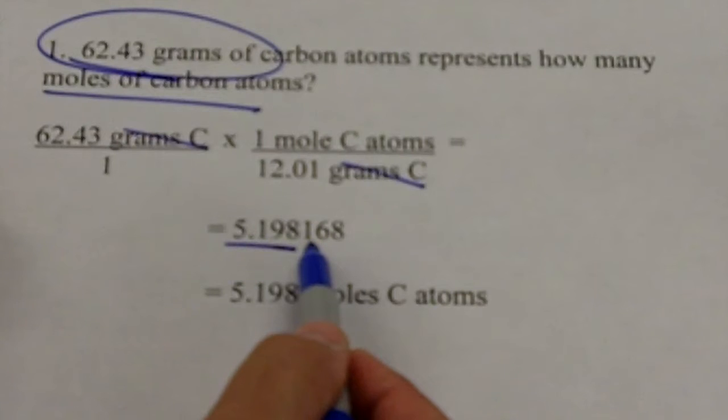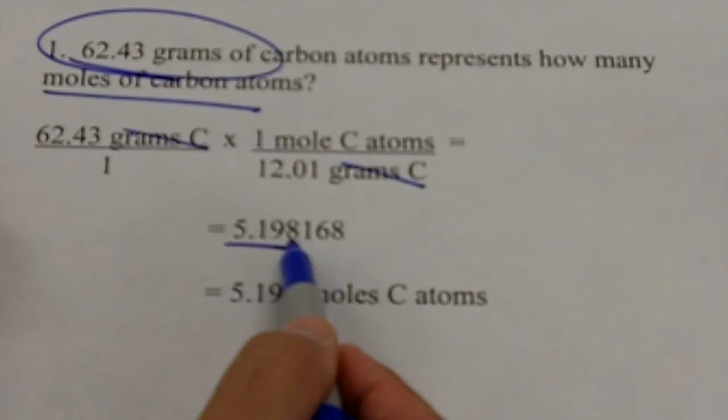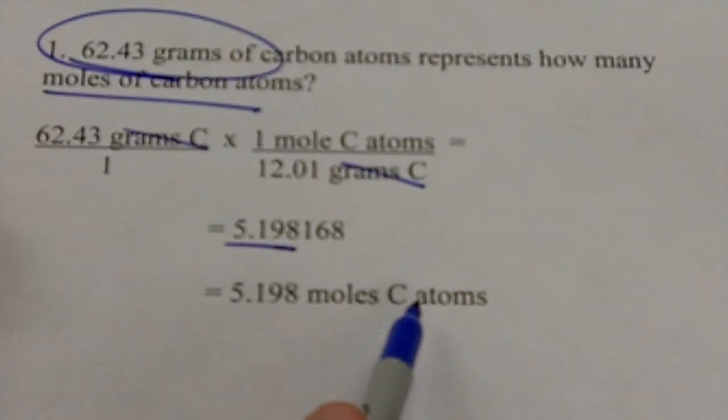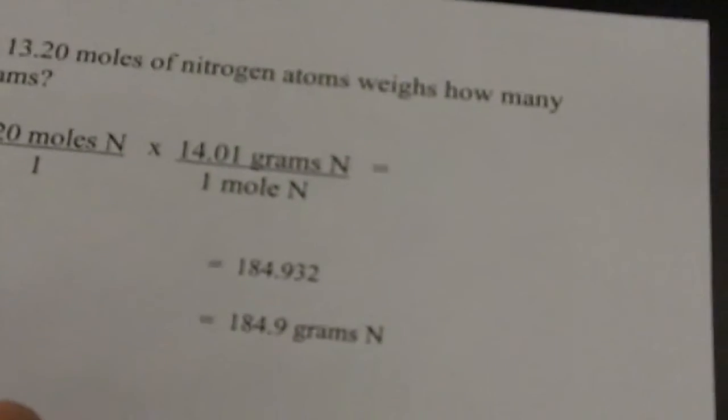5.198. I'll look to the 5th number to see if it's 5 or bigger, because if it is, it'll kick that 8 up. It is not. It's only a 1, so I'm left with 5.198. That's 4 significant digits, moles of carbon atoms, and I'm done. I'm finished for number 1. Okay? All right, let's take a look at the second problem.